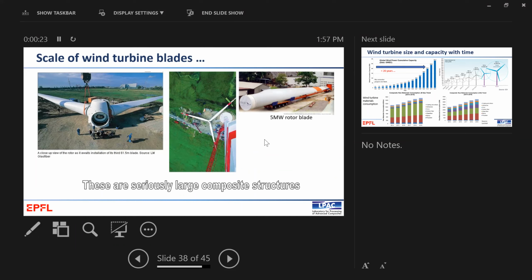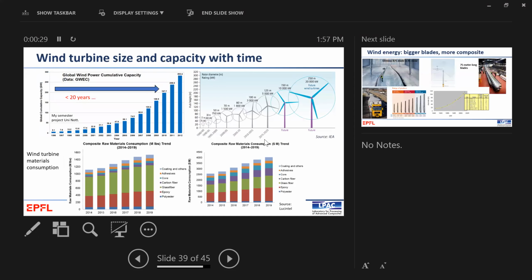This is a system being assembled. So they are really big composite structures. And we're going to see growth in these. My semester project actually in the 1990s, when I was doing my degree, was on wind turbine blades. I did some impact testing and some thermography and some fatigue testing after damage. And back then, it was an emerging way of making energy. That's only 2012.